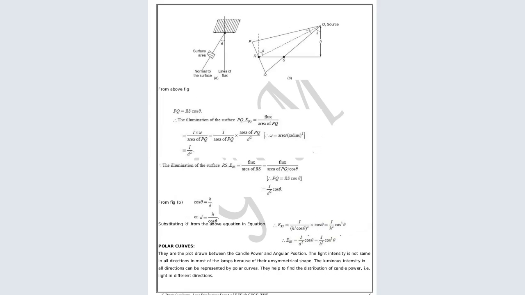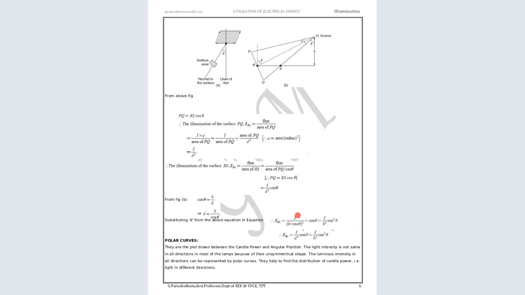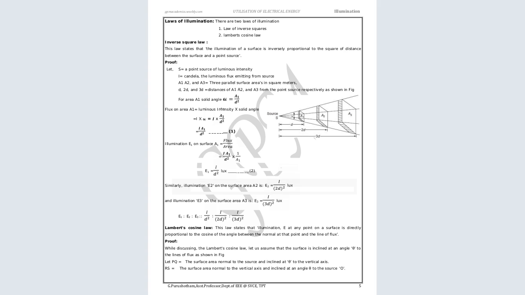Those are calculations that you can see there. And then ERS is equal to 1 over D squared cos theta, which is equal to 1 over H squared cos cubed theta. Now we go back to the definition: Lambert's cosine law states that the illumination E at a point of the surface is directly proportional to the cosine of the angle between the normal at that point and the line of flux. So the line of flux is that line.